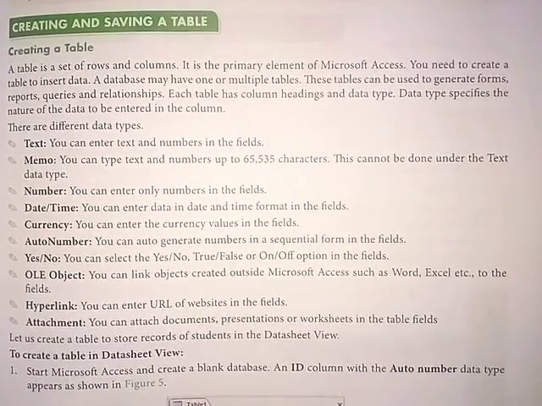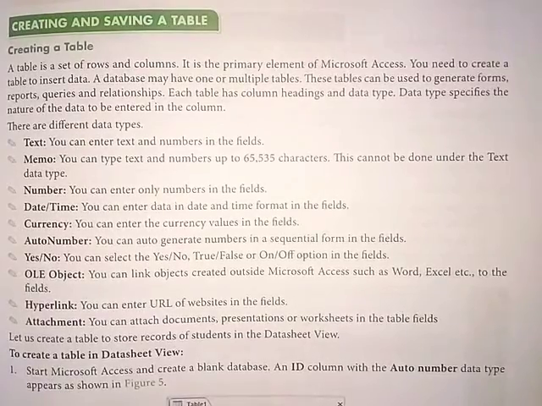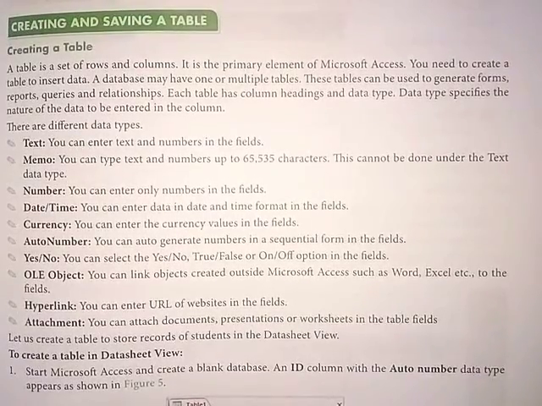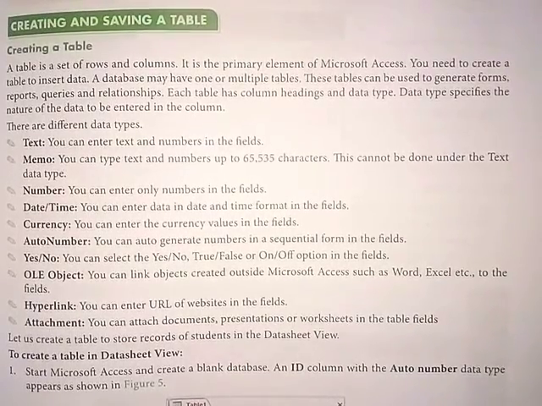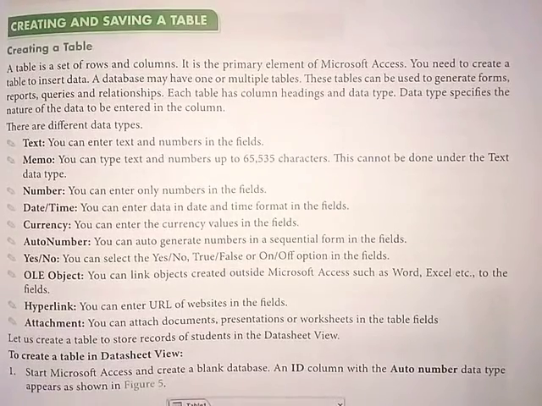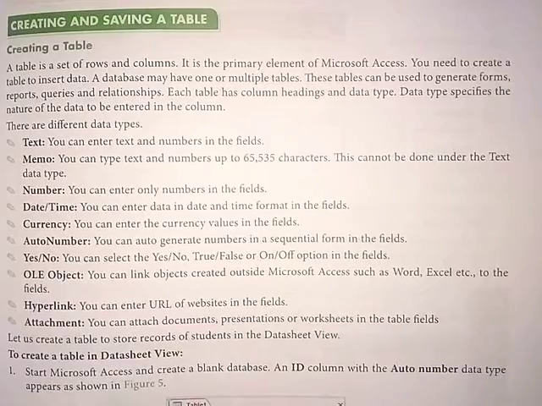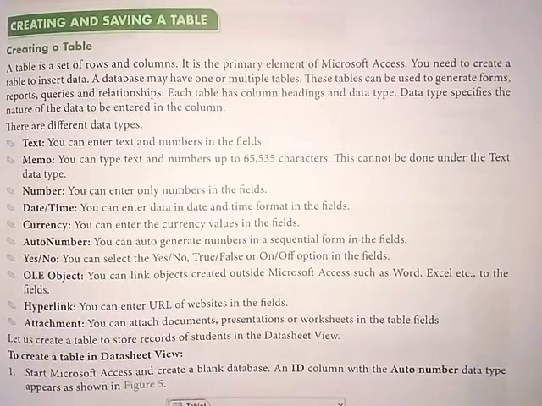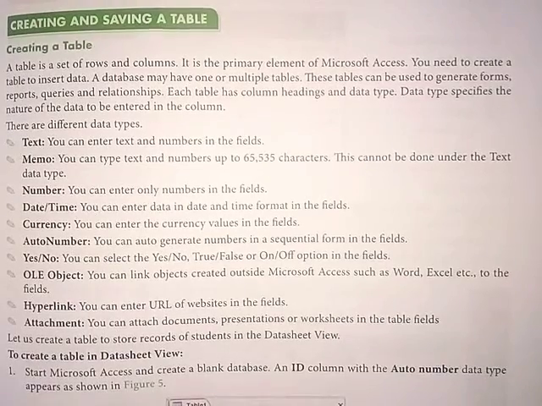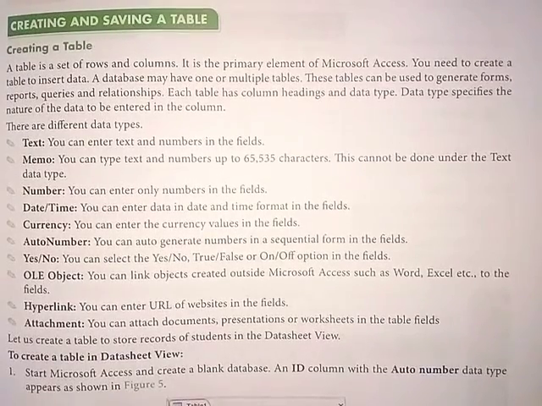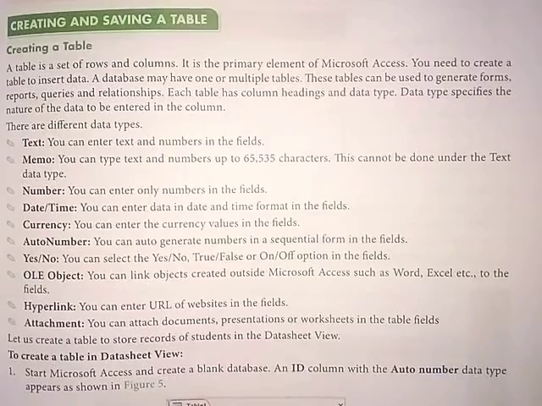Creating and saving a table. Creating a table. A table is a set of rows and columns. It is the primary element of Microsoft Access. You need to create a table to insert data. A database may have one or multiple tables. These tables can be used to generate forms, reports, queries, and relationships.